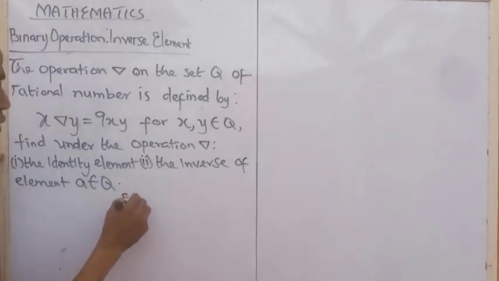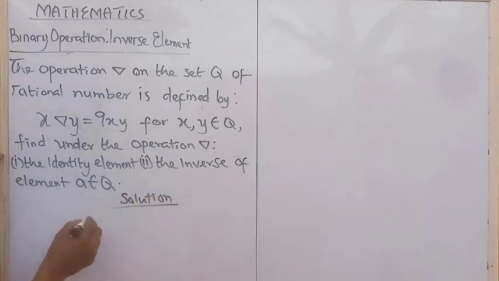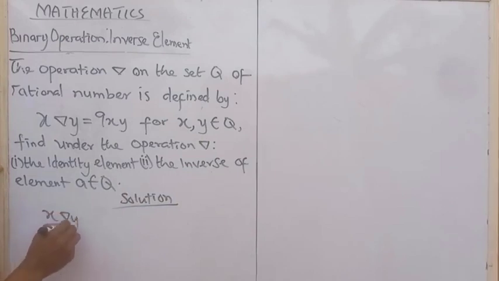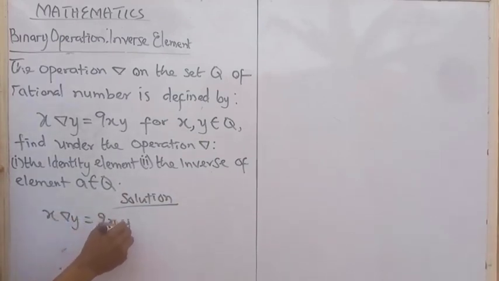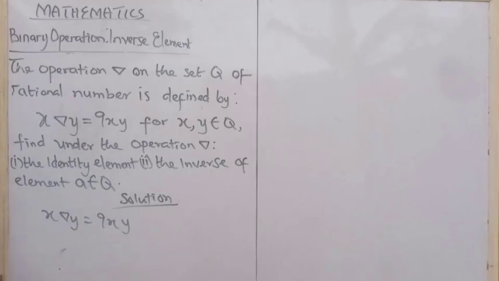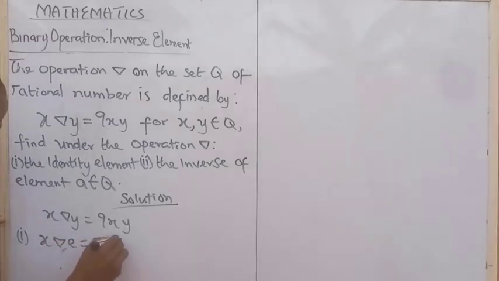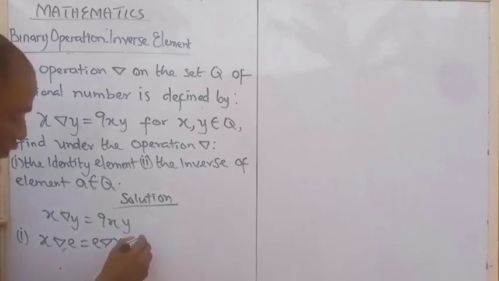Write our solution. x * y is equal to 9xy. So we have to find the identity element, that's Roman figure 1. Identity element for x. So the identity element is this: e * x is the same thing as x * e, which must give us x.